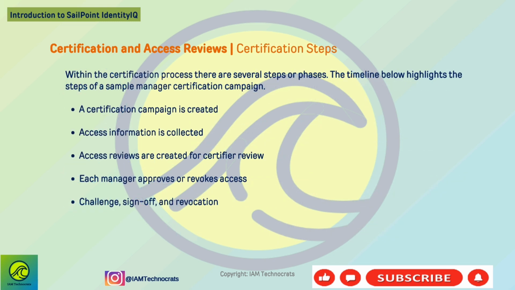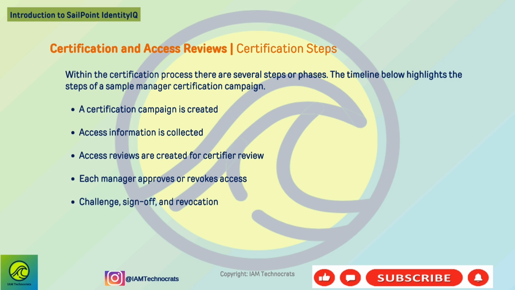Certification steps. Within the certification process, there are several steps or phases. The timeline below highlights the steps of a sample manager certification campaign. First, a certification campaign is created. A compliance officer creates a manager certification campaign to require all managers to review and certify the access of their direct reports. The campaign creator also specifies when the campaign will run, how long it will last, and other key dates.